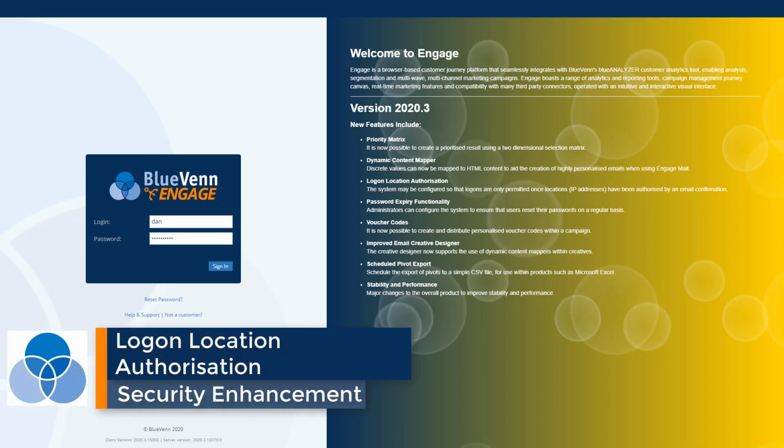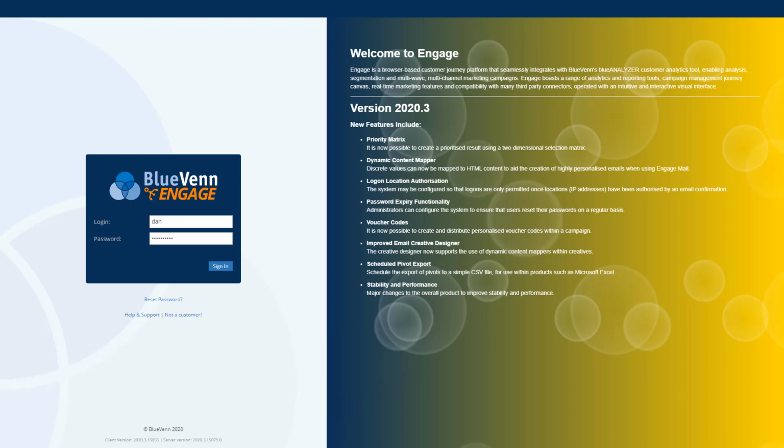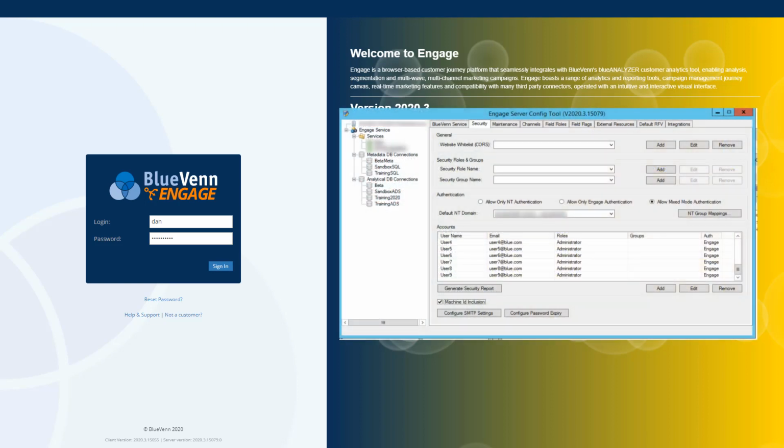So the first feature we're going to look at is the Logon Location Authorization tool. Now this is a new security enhancement for Engage, which effectively means users have to authenticate the IP address they'll be using to access the Engage system. This authentication is managed through email sent from the platform, just to make sure that users do authenticate with the right email address. These are managed within the server config tool, which you'll need to contact your system administrator for.